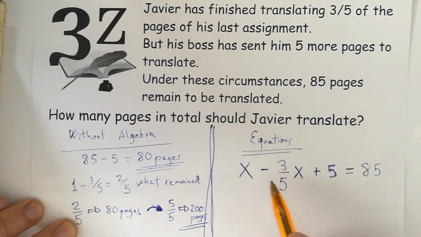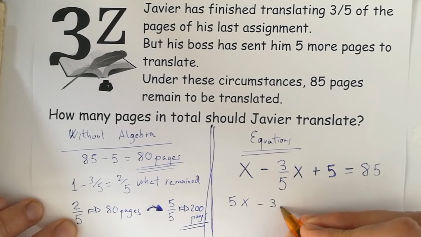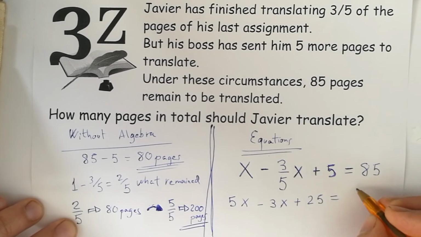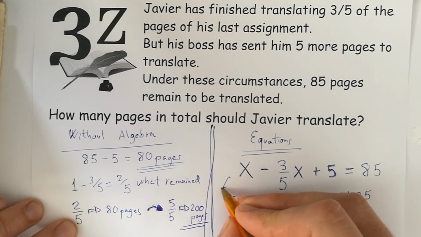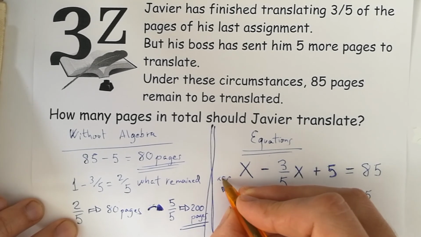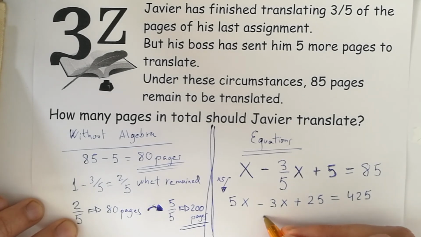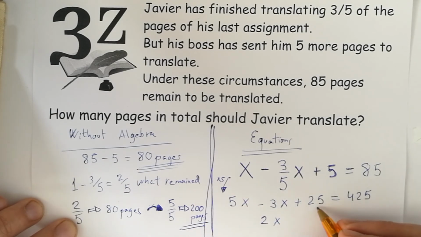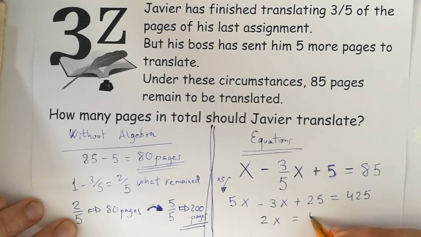Now, if I multiply every term by 5, I get 5x minus 3x plus 25 equals 425. This is multiplying by 5 every term. Then I get 2x if I operate this, and I subtract 25 on both sides. I get 400.